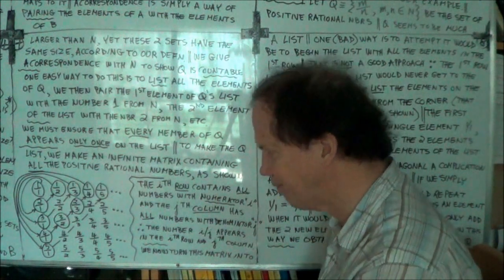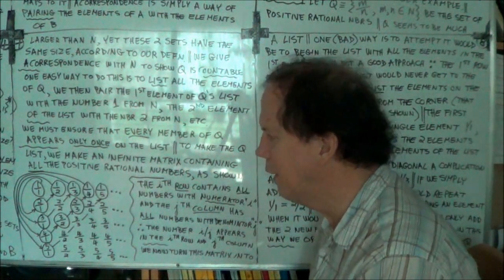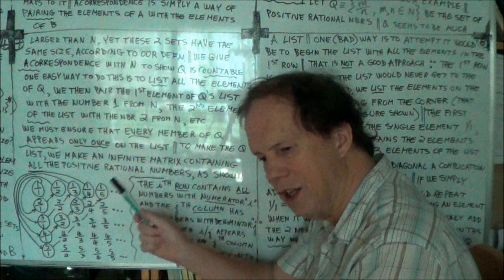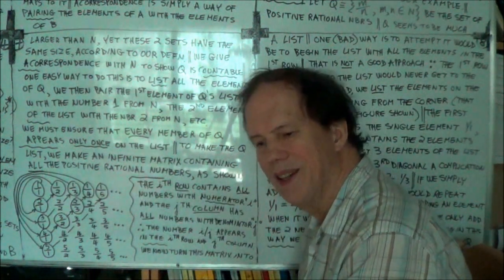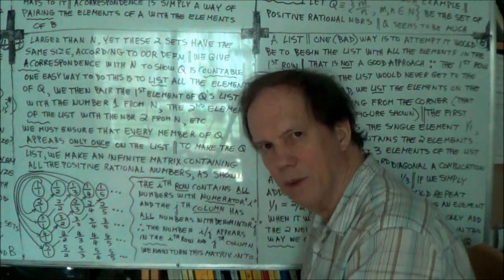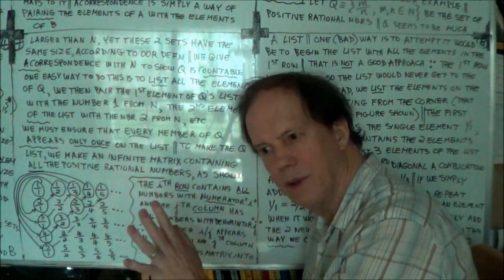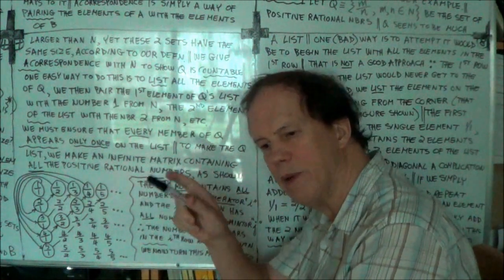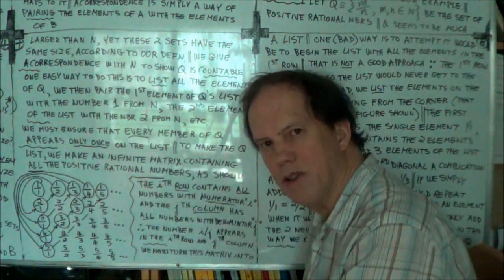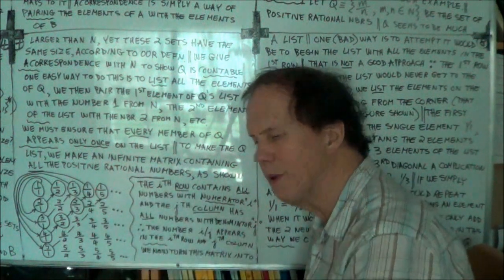So here's a way of doing it. You create a technique, if you like, a device, to allow us to list all elements of Q, all positive rational numbers of the form m over n, where m and n belong to the natural numbers. So the positive rational numbers.